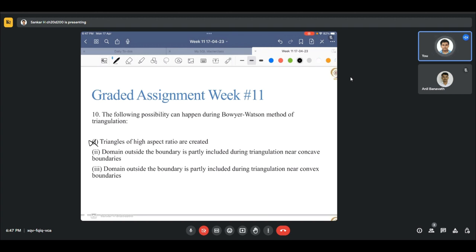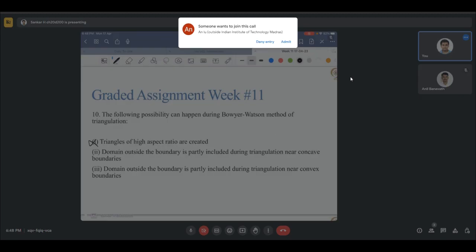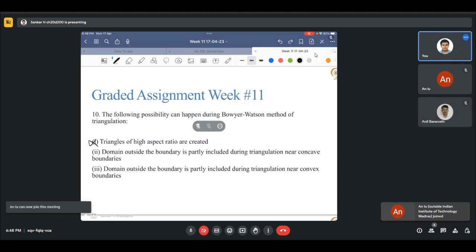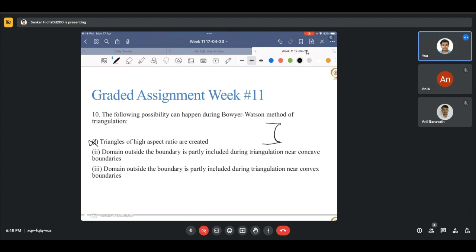Therefore, when lower aspect ratios are created, if we are doing the analysis of discretization near the convex boundaries such as this, what we see is that when we triangulate, some of the part that's outside may also get involved over here, and that may be a consequence of using triangles of lower aspect ratios. Whereas for the advancing front method, we don't have to worry about such a case. Therefore, option 2 is the correct answer.